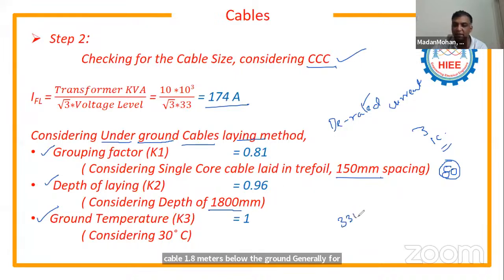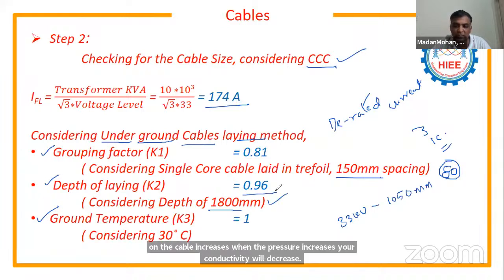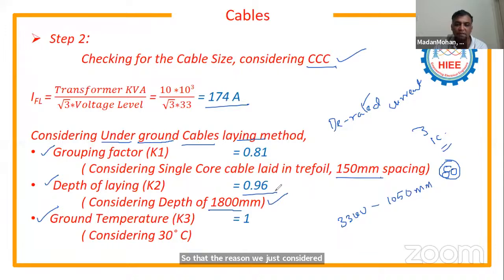Generally for 33 kV, what should be the depth of laying, guys? Depth of laying for 33 kV should be 1050 mm. You should not forget this, it is very important. But here we have laid the cable at a depth of 1.8 meters. When you go below the ground, the pressure on the cable increases. When the pressure increases, the conductivity will decrease. So that's the reason we consider the depth of laying factor as 0.96.